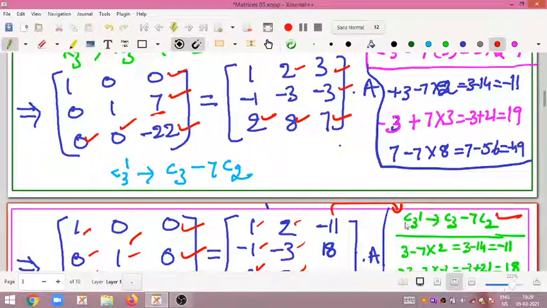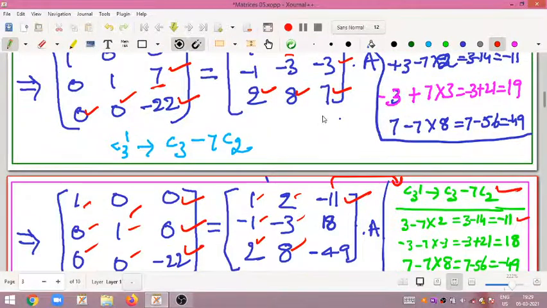For this operation, see here, C3 element is what? 3. 3 minus 7 into C2 element is 2. So that's why 3 minus 14 means minus 11, I wrote here. Again C3 element minus 3. So minus 3 minus 7 into this minus 3. So minus 3 minus into minus plus 21, 18. 18 I wrote here. Again 7 minus 7 into 8. So 7 minus 7 8 is 56. Minus 56 plus 7, minus 49, I wrote here.